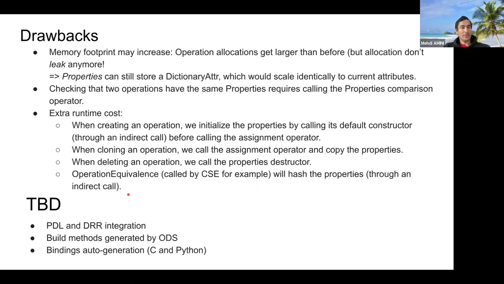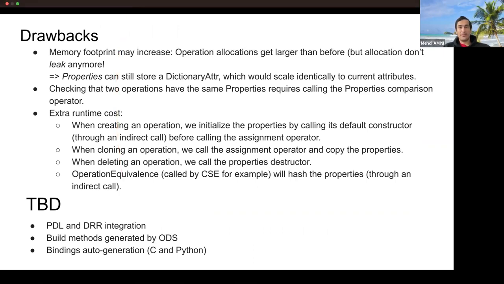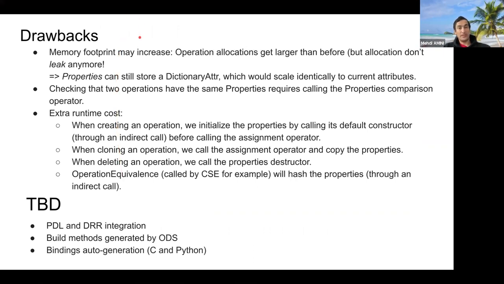All right, wrapping up, there are some drawbacks. The memory footprint of operation will increase. The operation allocation gets a bit larger, but we don't leak those allocations in the context anymore. Properties can store a dictionary attribute, meaning if the only member you put in a property is a dictionary attribute, you end up back to the existing situation that we have today. So properties don't lock you into a specific model. You can still get almost the same behavior as you have today, if this is suitable, but you can mix and match.